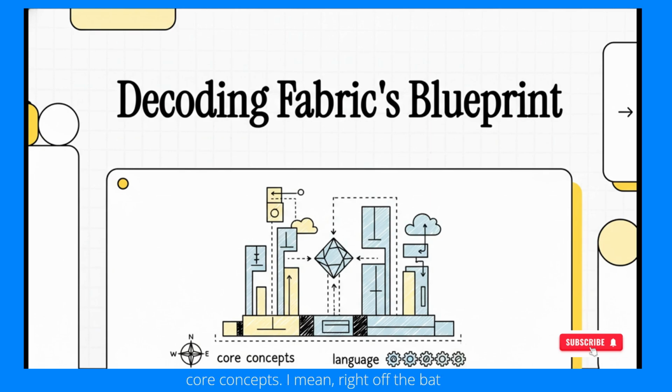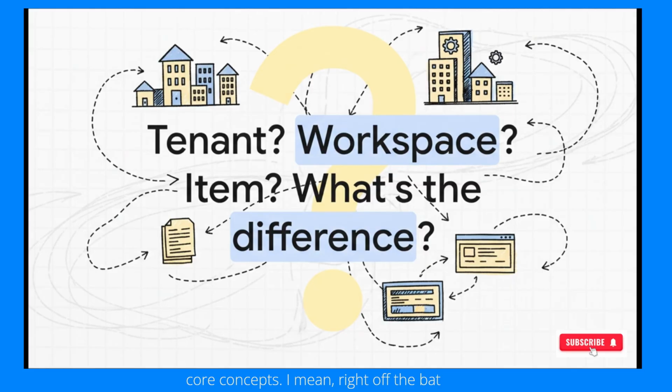core concepts. I mean, right off the bat, you're getting hit with words like tenant, capacity, workspace, experience, item, and yeah, it can feel a little overwhelming. It's so easy to get them all mixed up. But hey, don't worry. By the end of this, you're going to see how all these pieces snap together in a really simple, logical way.